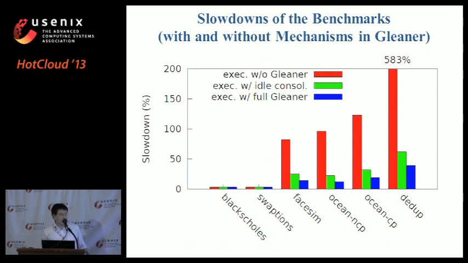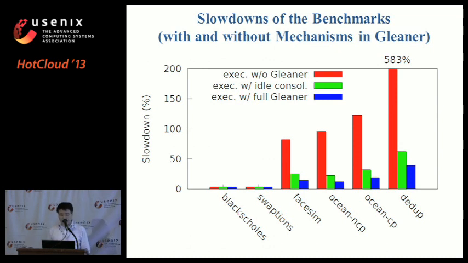For the last 4 benchmarks, we see that without Gleaner, their execution is slowed down by large percentages. With Gleaner, with idleness consolidation, the first mechanism, we can significantly reduce the slowdown. With full Gleaner, the idleness consolidation mechanism and the IPI-free wakeup mechanism, we can further reduce the slowdowns.